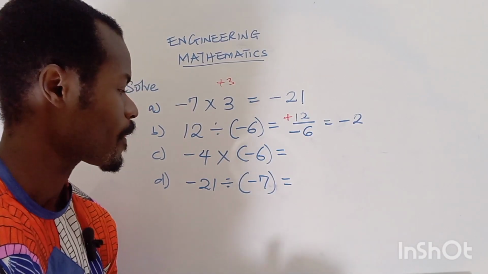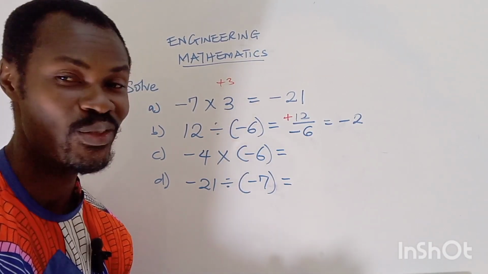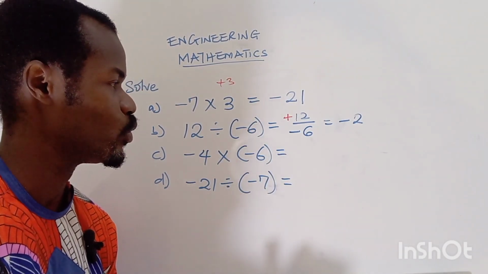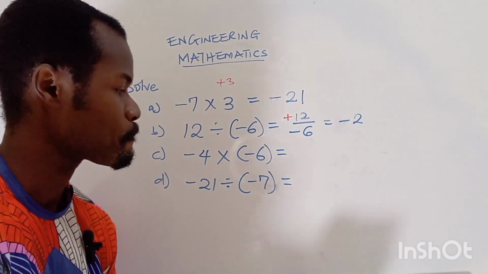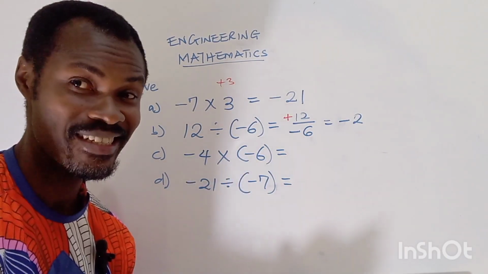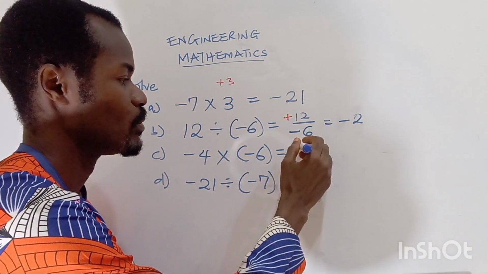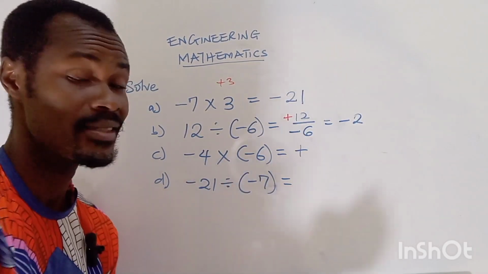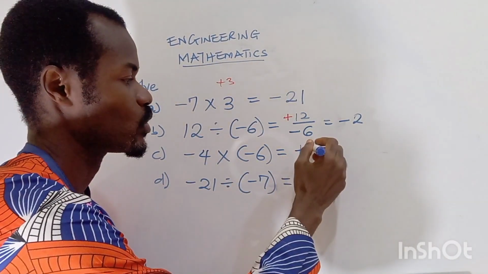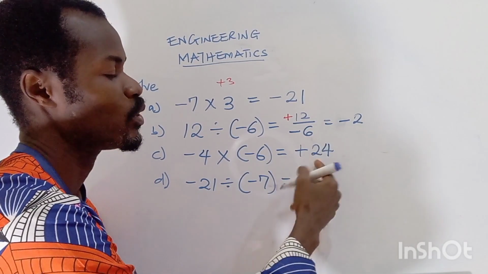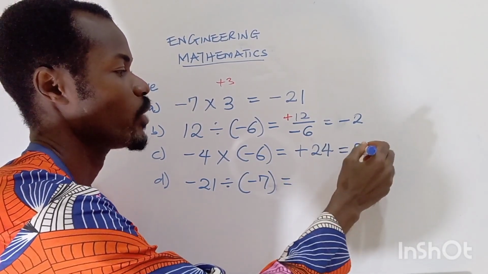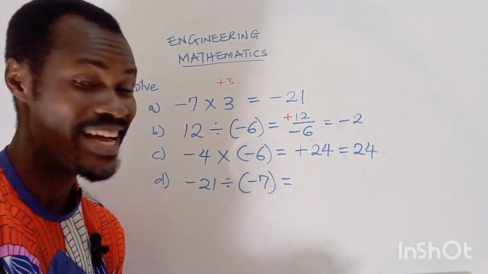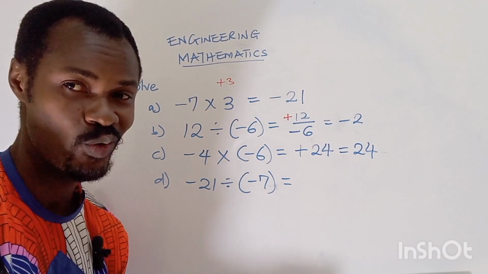So the answer to our second problem is minus 2. Now for the third question, we have minus 4 times in bracket minus 6. The first thing you want to do is multiply the signs. So minus times minus, since the signs are the same, it is going to be plus. Now the next thing is we have 4 times 6. 4 times 6 is going to give us 24. Now plus 24, you can also write it this way. Plus 24 also means 24. So that gives us the answer to the third question.